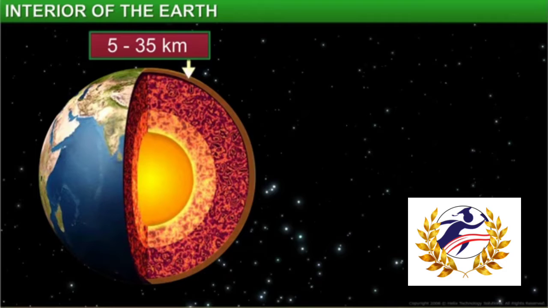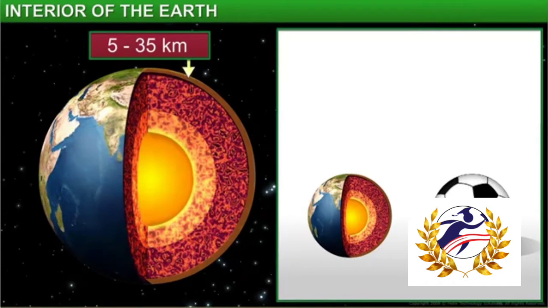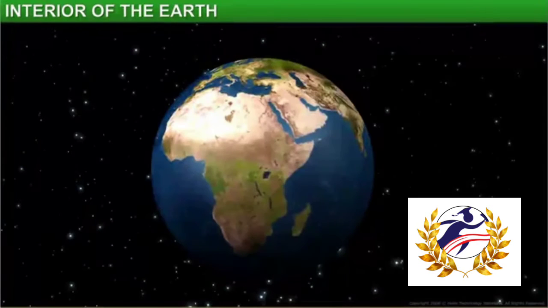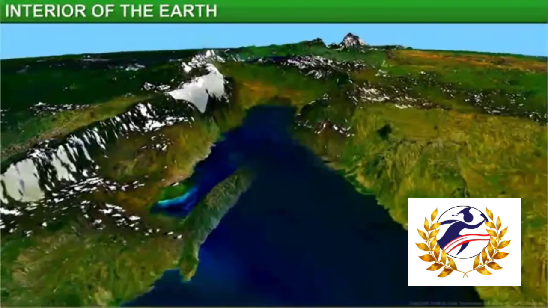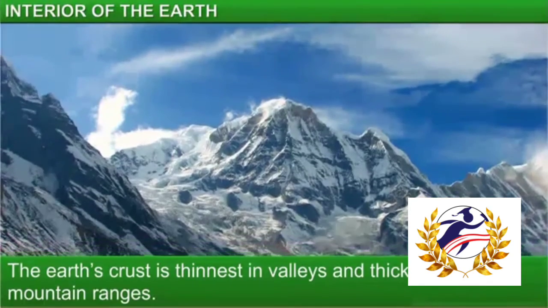Suppose the Earth was scaled down to the size of a football. Can you guess how thick the crust would be? It would be about 0.5 millimeter thick. The Earth's crust is at its thinnest in places such as the Rift Valley in East Africa and thickest under mountain ranges.